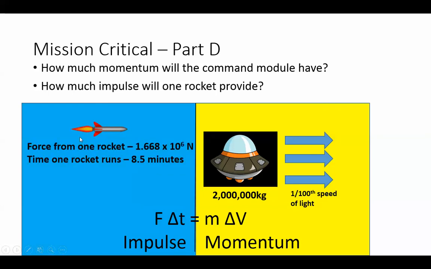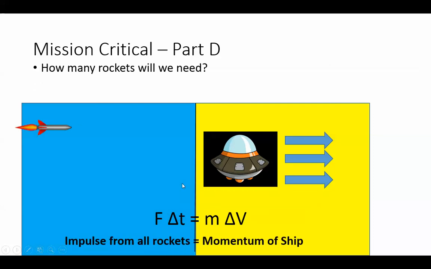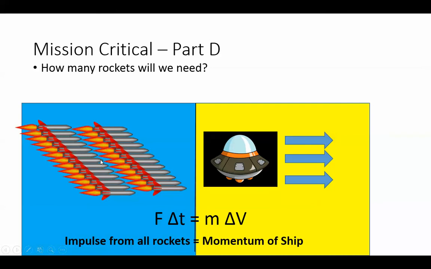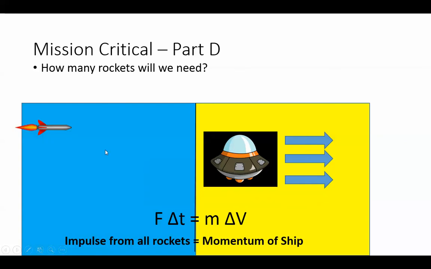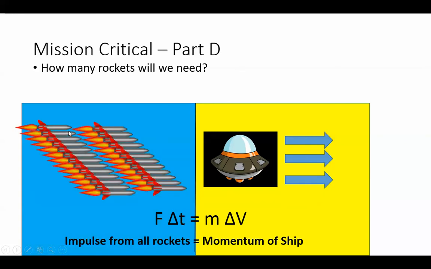So the force from one rocket we know is this number from the givens list, and we also know that the time for a rocket is 8.5 minutes. So that's going to go into our F and our T, but remember that's just for one rocket. We don't know how many total we're going to need. So in other words, the impulse from all the rockets is going to equal the momentum of our ship. There are going to be a lot of rockets, all pushing together, and they are going to equal the momentum of this ship. So if we figure out for just one rocket, we can multiply.